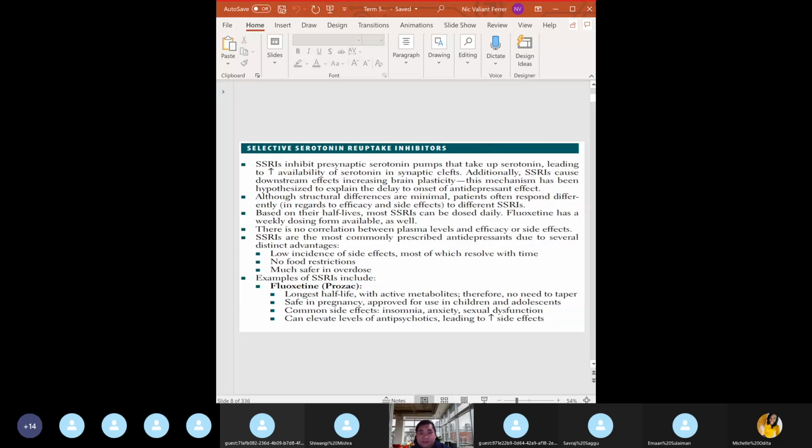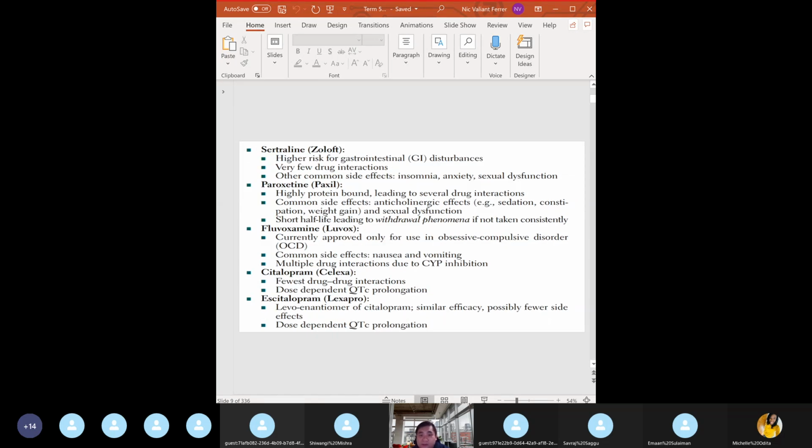Let's look at examples of SSRIs. Fluoxetine, or Prozac, high yield, has the longest half-life. Therefore, no need to taper. High yield, safe in pregnancy. Common side effects, high yield: insomnia, anxiety, sexual dysfunction. But don't forget, it can elevate levels of antipsychotics, leading to an increase in their side effects.